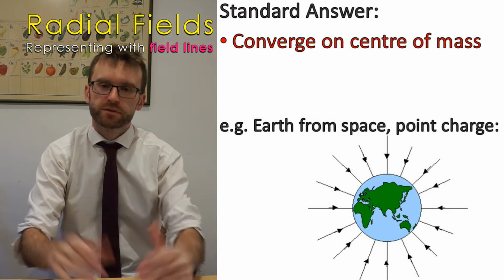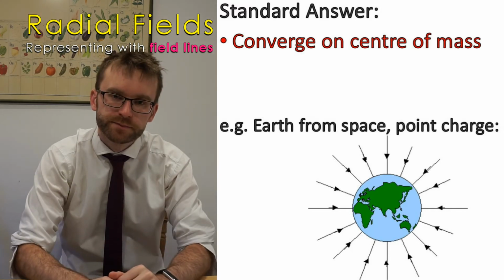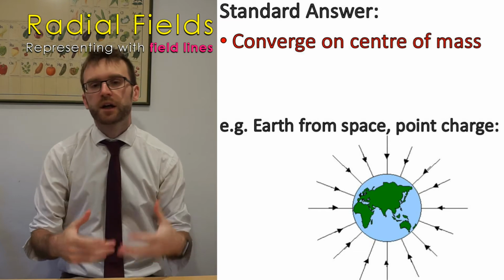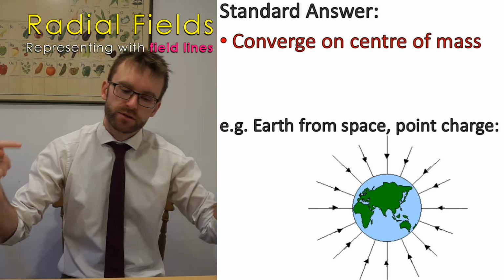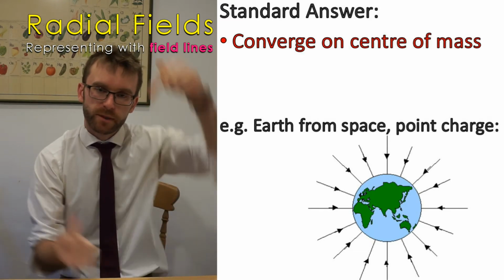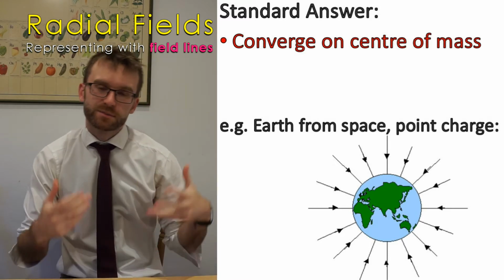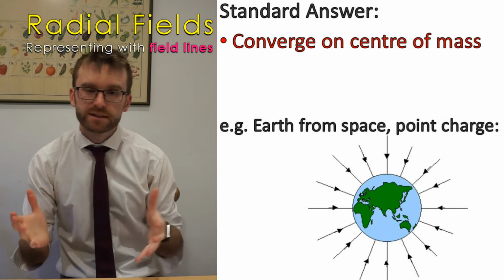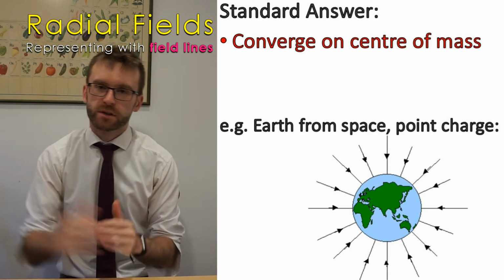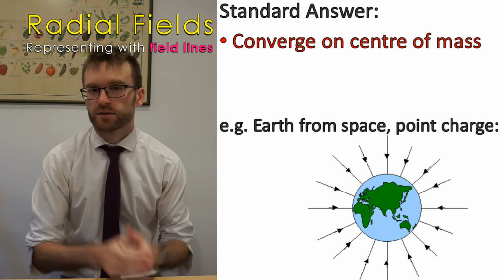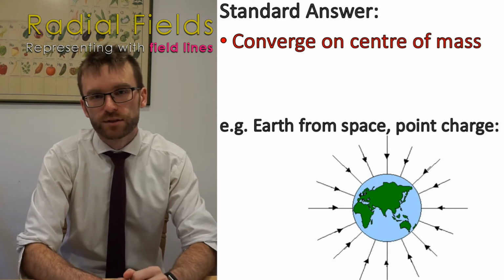Contrast that with what you've got in front of you now. A radial field, the lines all converge on the centre of mass, they all point towards the centre of mass of the object, which means that the distance between those field lines increases as you get further away from the object, and so the field strength decreases too.